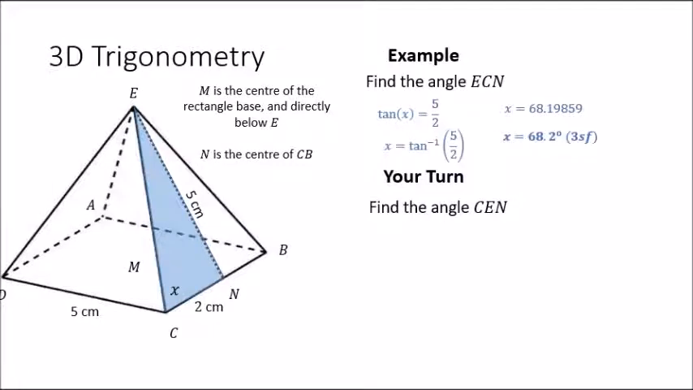Now you've had a chance to have a go, let's think about that. Angle CEN is actually the same triangle, except the missing angle is the angle up here. And we can do this the same way. The only difference is the opposite side is now the 2 and the adjacent side is now the 5. So in this case we have tan of x is 2/5, so x is equal to the inverse tan of 2/5, which we can do on the calculator to get 21.8 degrees to 3 significant figures.